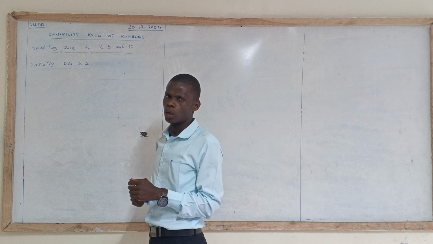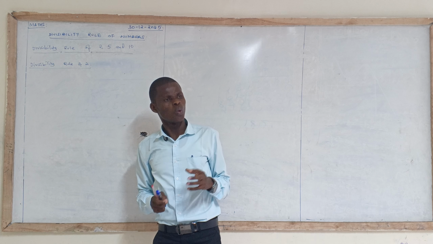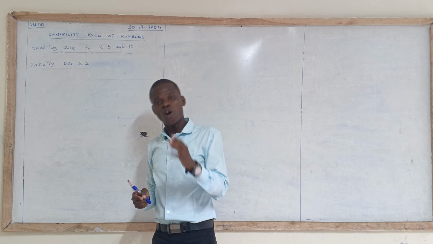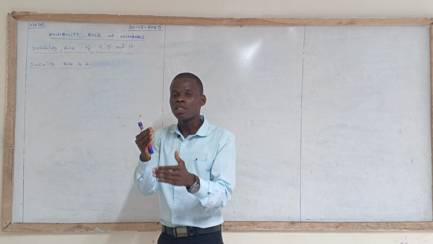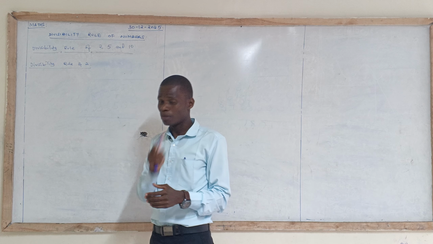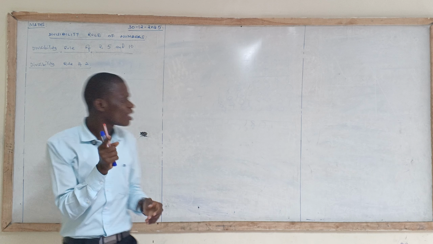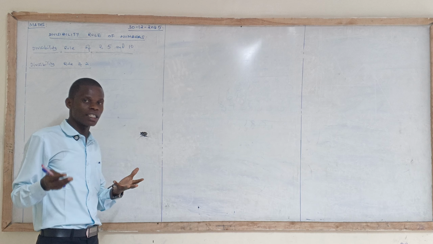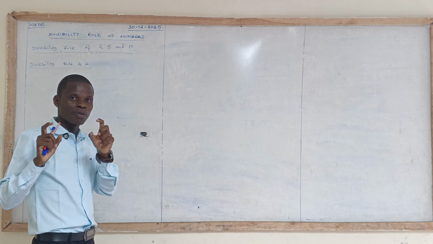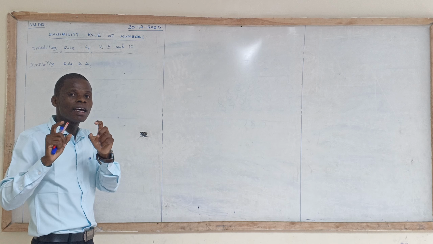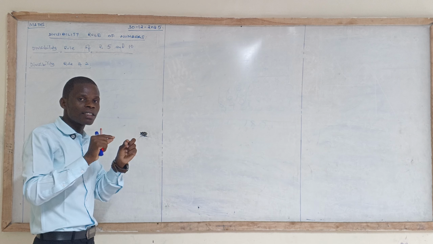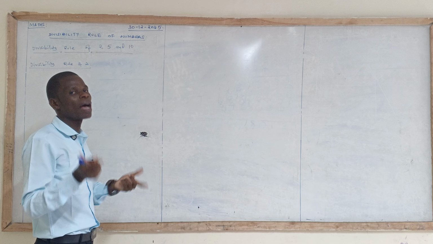Of numbers. Rule. So, it can also be called the divisibility test of numbers. Remember, there's nothing like divisibility divide. We are not dividing. We are testing. So we are testing if a number or numbers are divisible by other numbers.